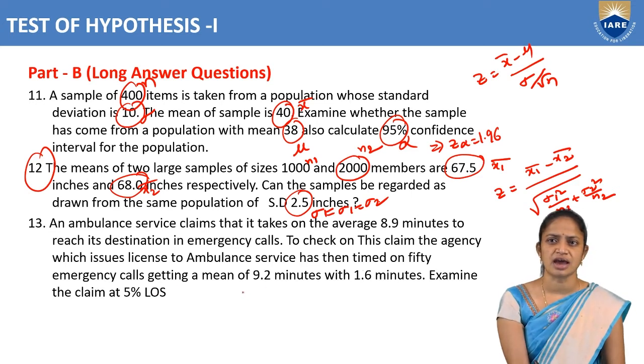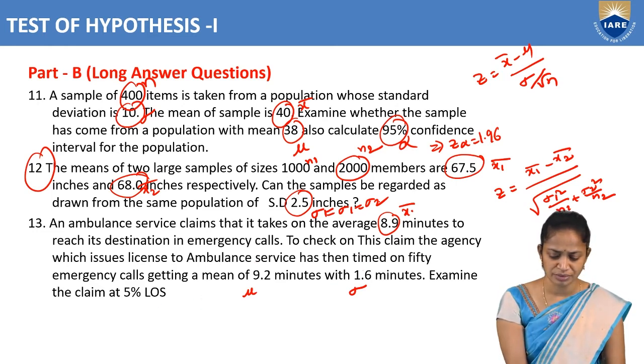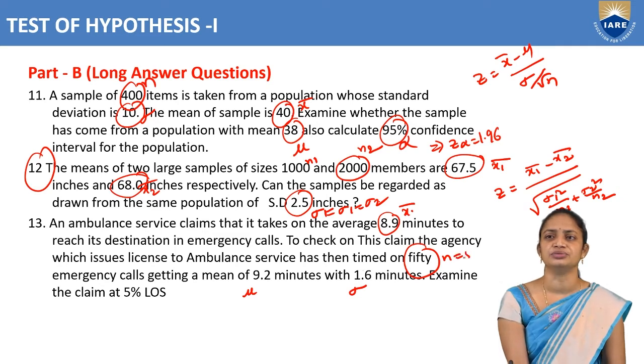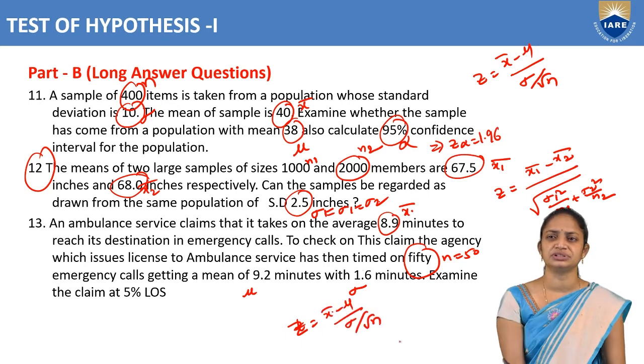So here they have given mu equal to 9.2 and sigma equal to 1.6, average x bar equal to 8.9, and what is the n value? To check the claim, the agency licensing the ambulance service timed 50 calls. So 50 is the n value, n equal to 50. That means here also the same: z equals x bar minus mu by sigma by root n. The procedure is the same.